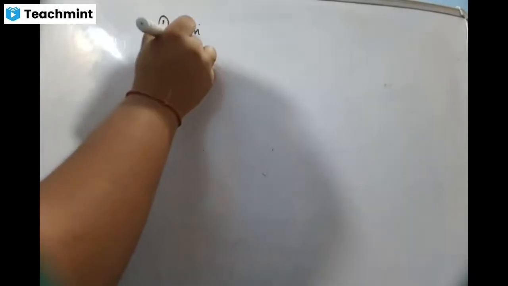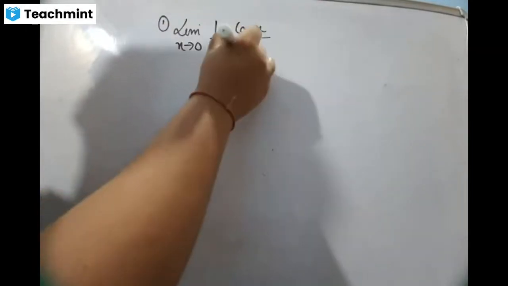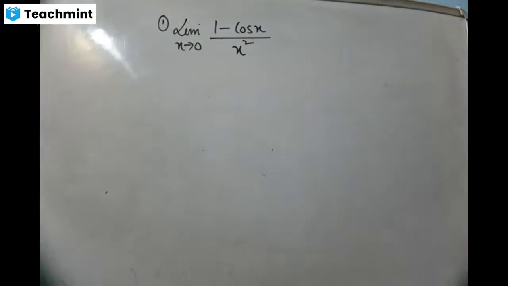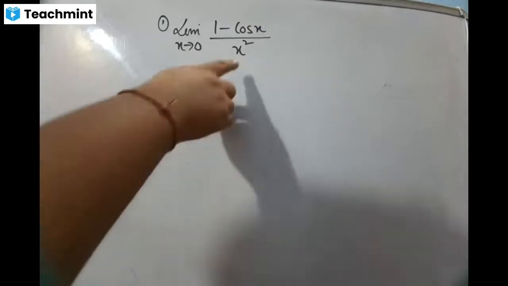Okay. Now, everyone, please pay attention. As I've already told you, you are surely going to get one question from this particular topic. So the first question is to understand the concept properly. Number one, limit x tends to 0, 1 minus cos x divided by x square. So put the value of x in the denominator, not the numerator.